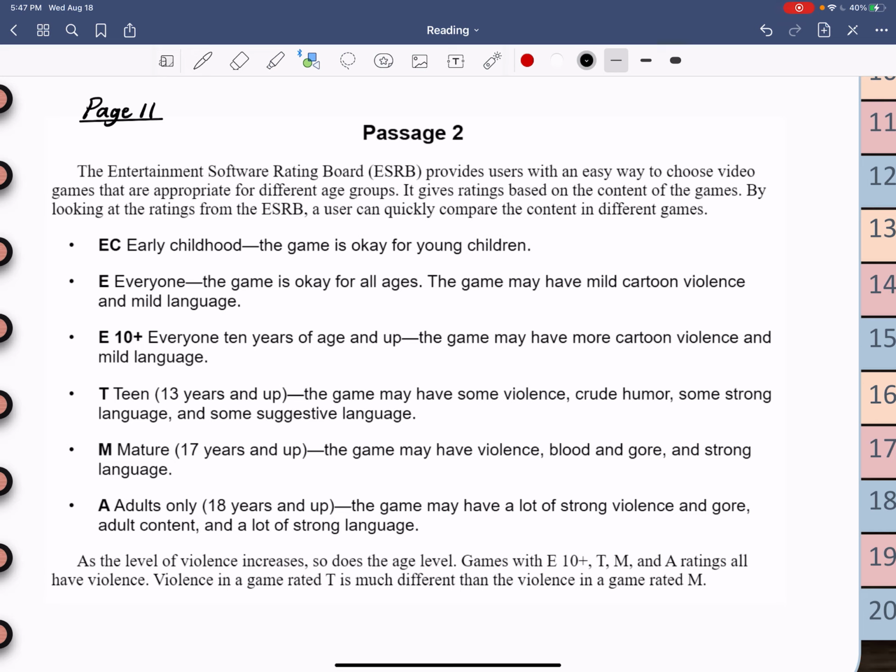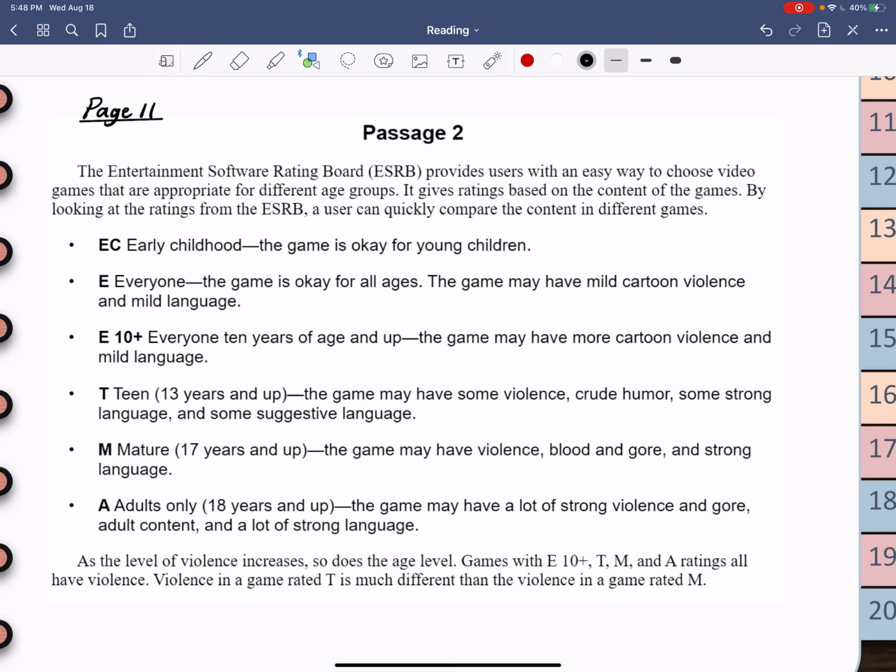EC, early childhood, the game is okay for young children. E, everyone, the game is okay for all ages. The game may have mild cartoon violence and mild language. E10 plus, everyone 10 years of age and up. The game may have more cartoon violence and mild language.